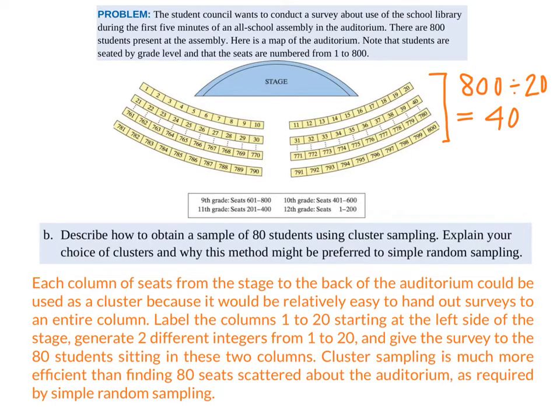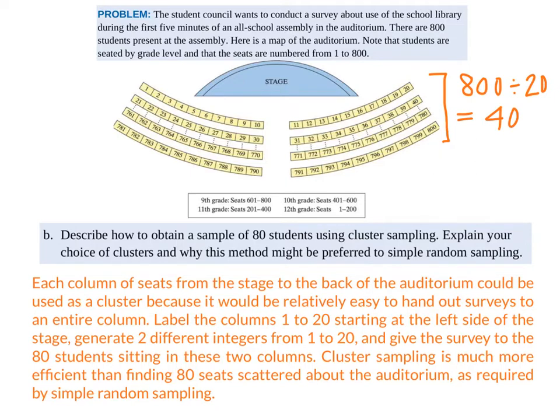And one solution to this is if there are 20 columns, right, so 1, 2, 3, etc., each column of seats from the stage to the back of the auditorium could be used as a cluster because it would be relatively easy to hand out surveys to an entire column. You just walk all the way back.